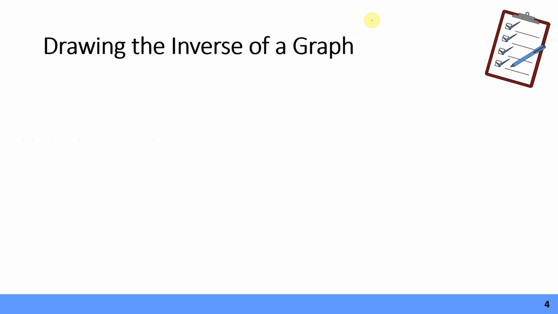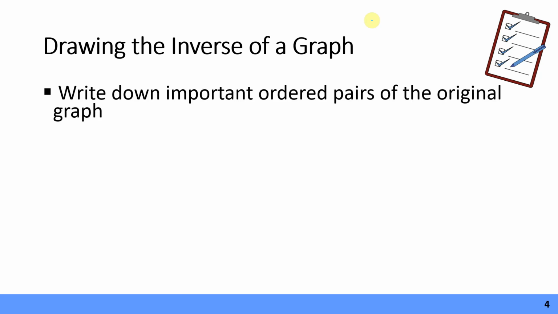All right, since we already know which functions are one-to-one, now we're going to see if we can draw inverses of functions. This one's pretty simple, but you do have to follow the following steps. So the first thing you're going to do, if you're presented with a graph and they tell you, "Hey, I want you to find the inverse of this," is write down important ordered pairs.